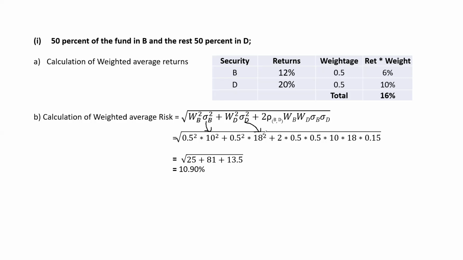All right. Then 2 into correlation coefficient is given, 0.15. So we'll multiply all four: weightage of B, weightage of D, standard deviation of B, standard deviation of D into correlation coefficient. In short, we have to multiply all these numbers and find one answer. So we'll have a total of 3 answers.